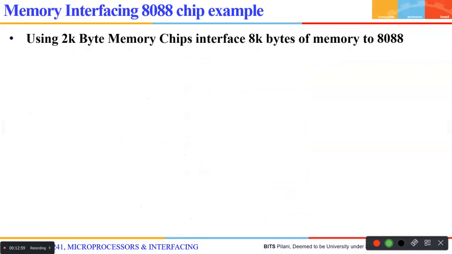Okay, now what we'll do, see the question. Using 2K byte memory chips, interface 8K bytes of memory to the 8088 microprocessor. What is the total amount of memory to be interfaced? Total memory to be interfaced is 8K. But what is available? Assume that an 8K memory chip is not available. Only 2K is available. So how many memory chips are required to interface 8K of memory here? You need 4.